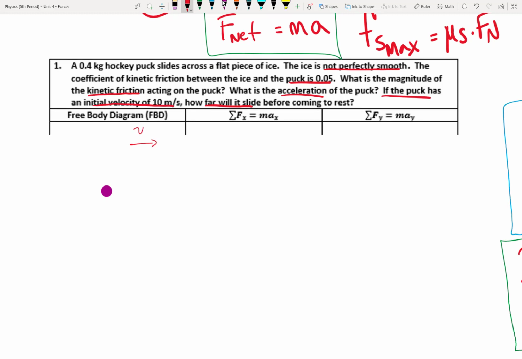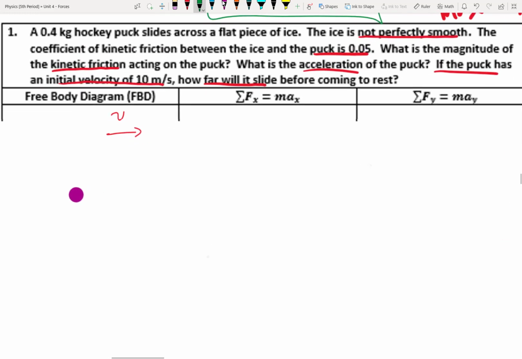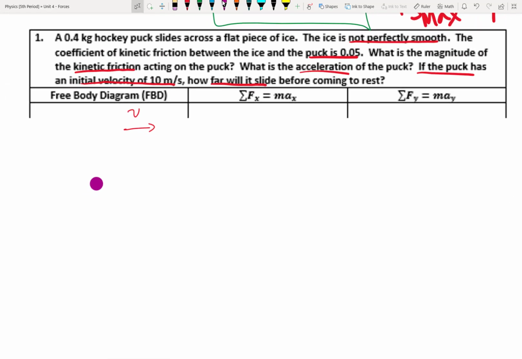The velocity is moving to the right. That's not part of my free body diagram. That's just to remind me, hey, this is the velocity of this object right now. It's moving to the right. It's going to be slowing down because we know it comes to rest eventually. So that means its acceleration must be to the left, in the opposite direction, if we're going to have slowing down. Okay, what forces do we have acting on this thing?